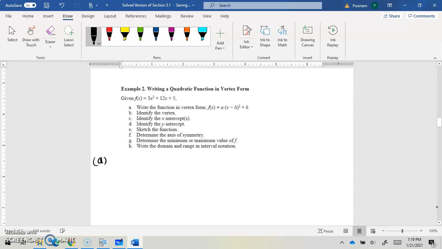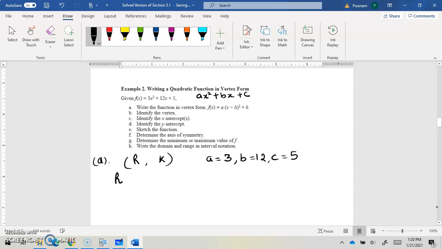So we want to write this function into the vertex form. We have to find h and k, right? That is the first requirement. So compare this equation to the standard equation ax square plus bx plus c. A would be equal to 3, b would be equal to 12 and c would be equal to 5, comparing the given quadratic function with the standard quadratic function.